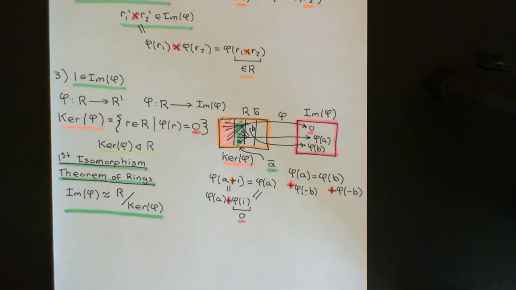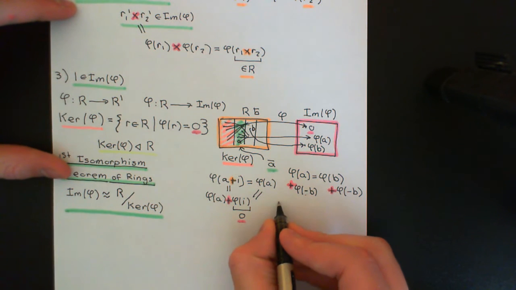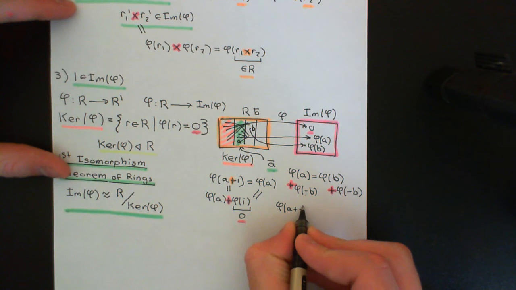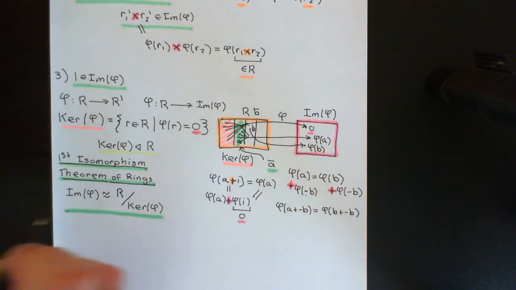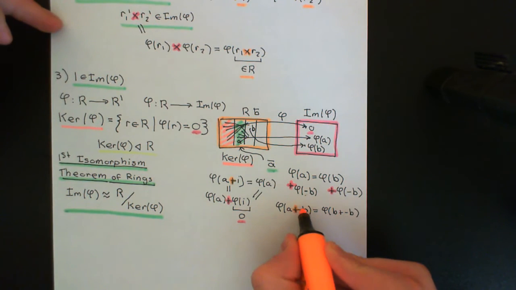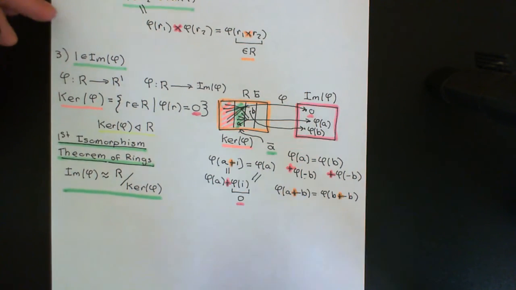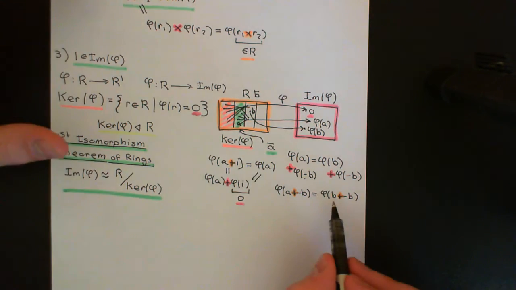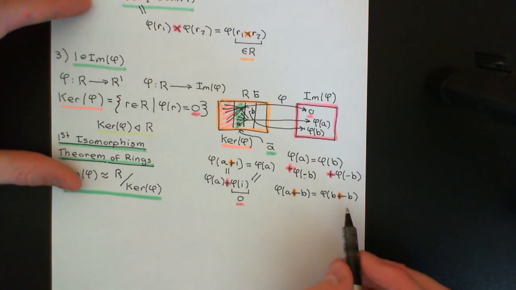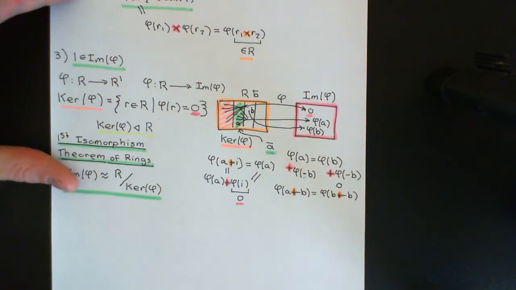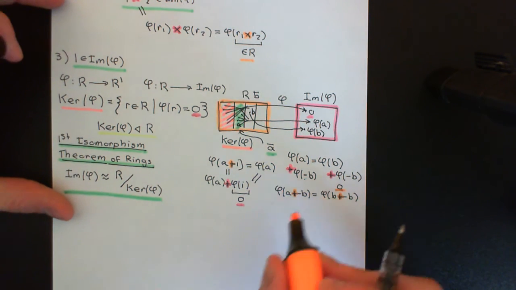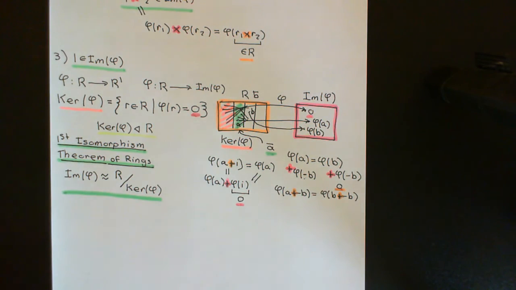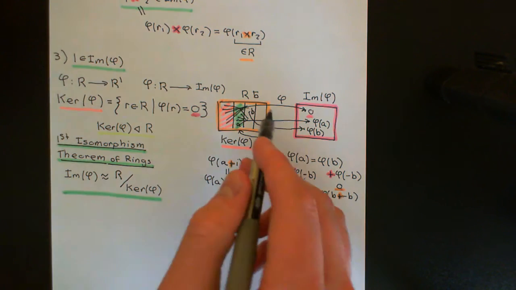But now, of course, what I can do is I can use additive compatibility here of the homomorphism to combine this into phi of A plus negative B is equal to phi of B plus negative B, where this addition here is addition in the domain ring. Okay, now, look at this side here, B plus negative B, that's going to give us the additive identity in our domain ring just by definition. B was negative B's additive inverse and vice versa, so those two are going to add together to give the additive identity in the domain ring here.